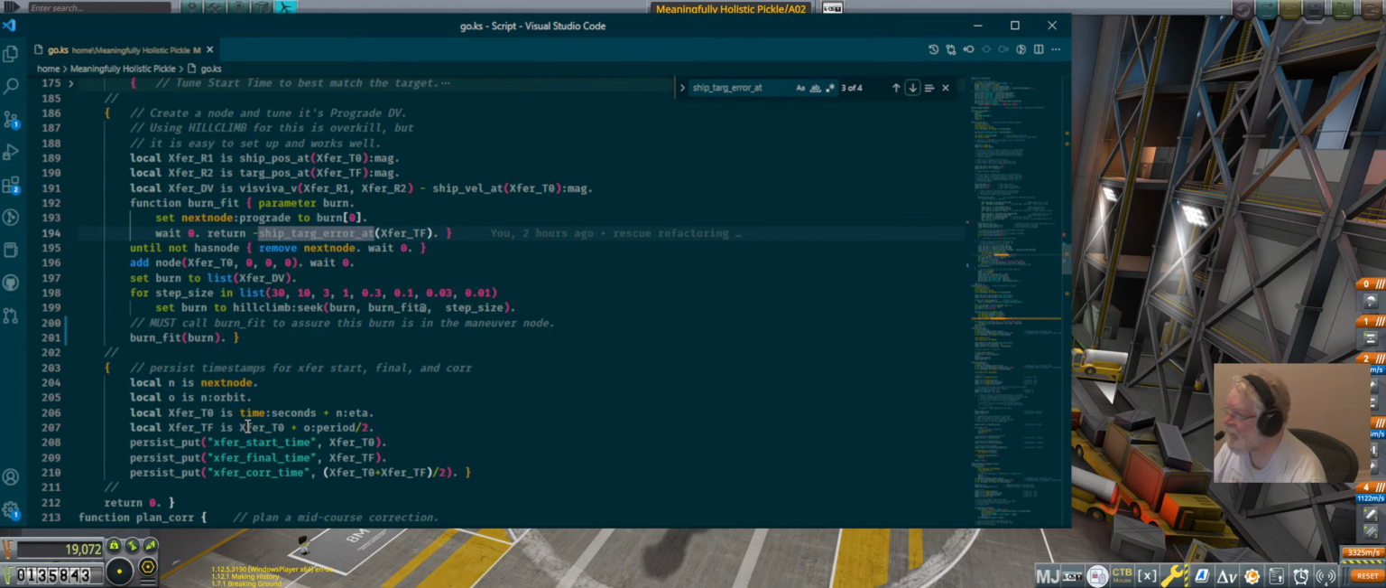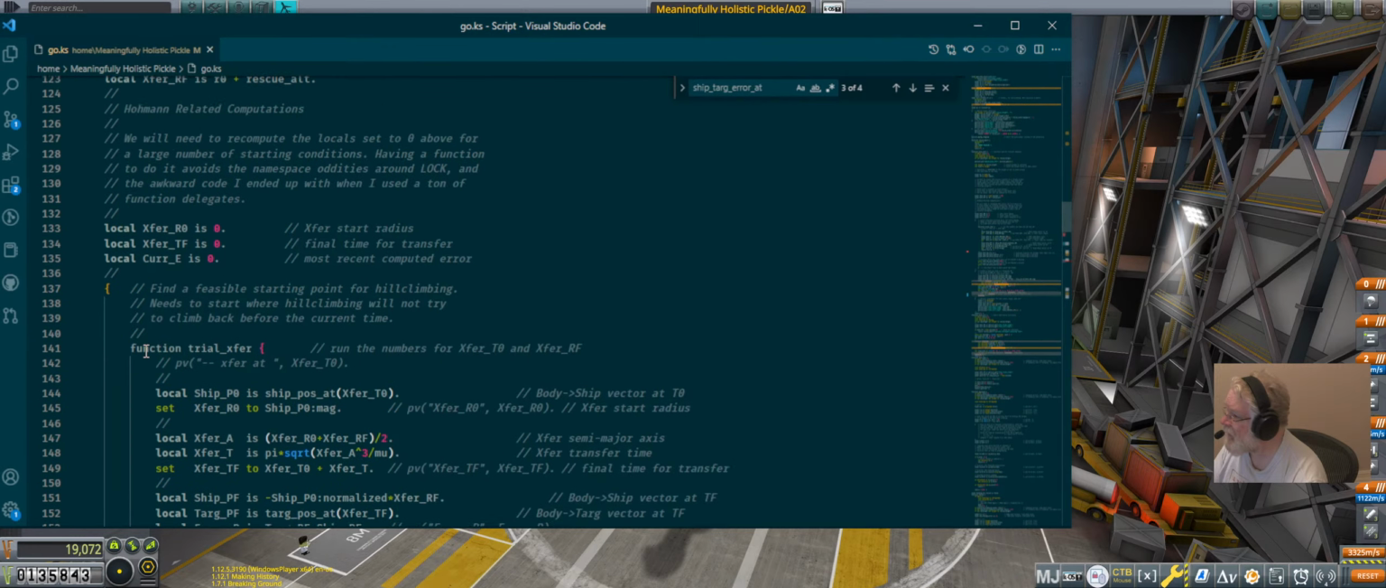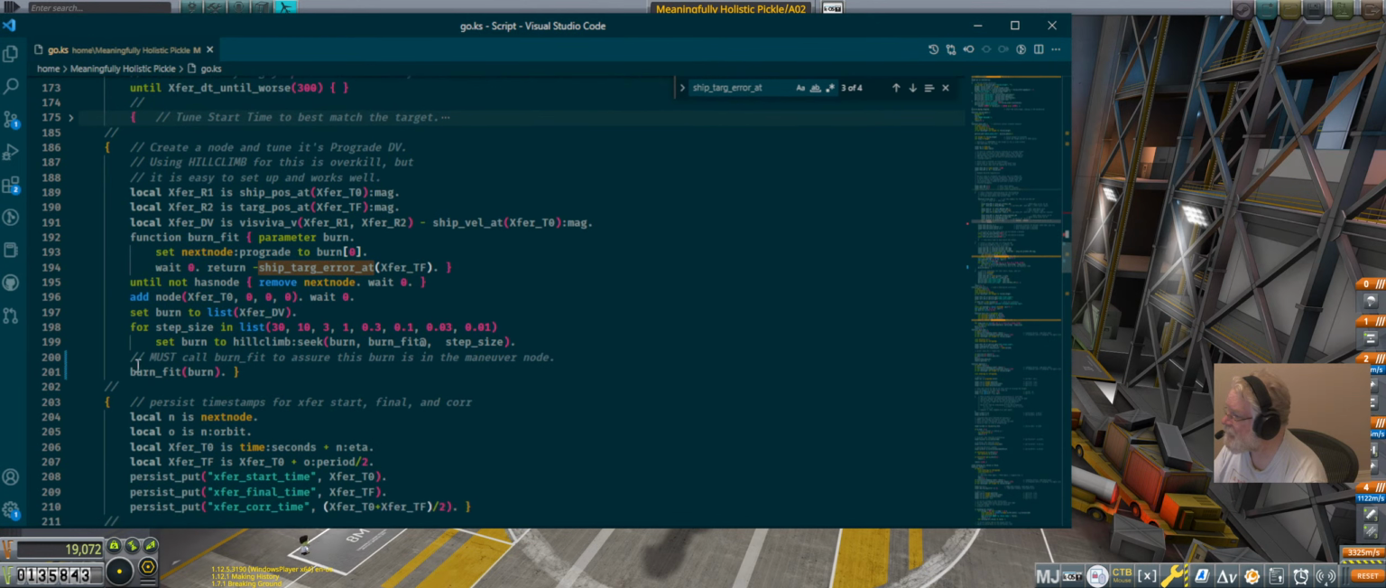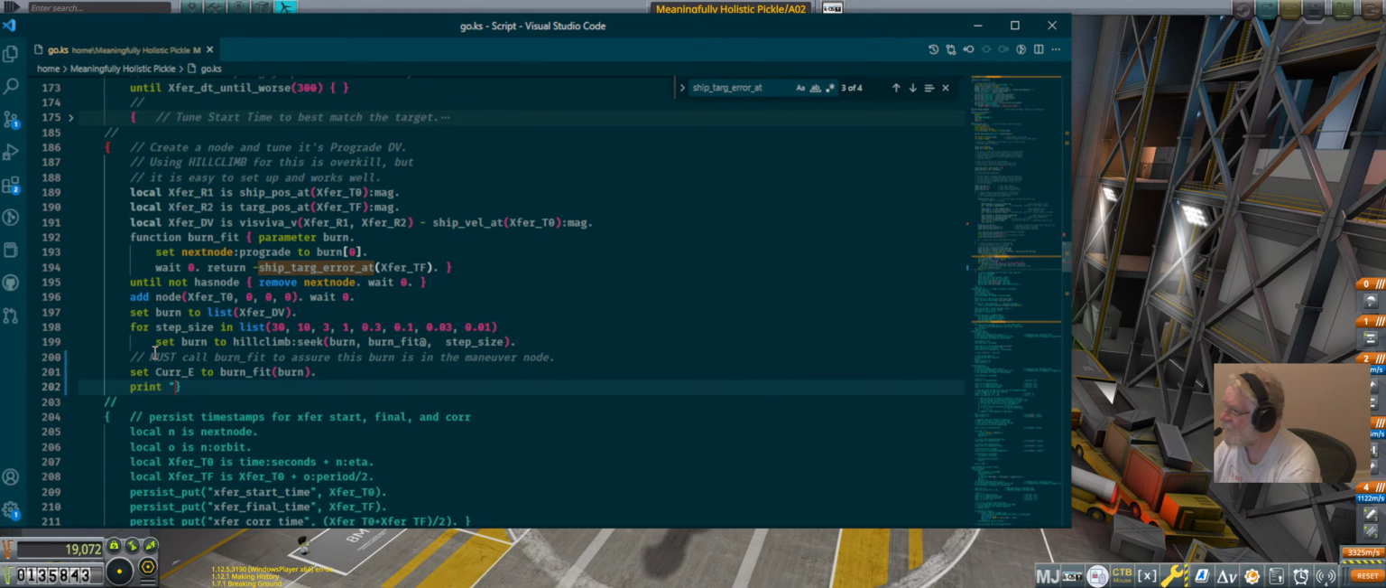I do have the notion of a current error elsewhere, so I'm going to see if I have that. Yes, cur E. Let's set current error to fit burn, and then I'm going to print it out so we can see it. What do I want to call this?